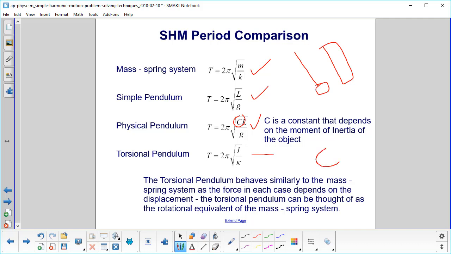That's where you have a disc, for example, and it's hanging from a rafter or a beam or something, and you just spin this around. Now that actually behaves very similarly to the mass spring system. The force in each case depends on the displacement. In the torsional pendulum, it's angular displacement, and in the mass spring system, it's linear displacement. So you can view the torsional pendulum as the rotational equivalent of a mass spring system, oscillating back and forth.